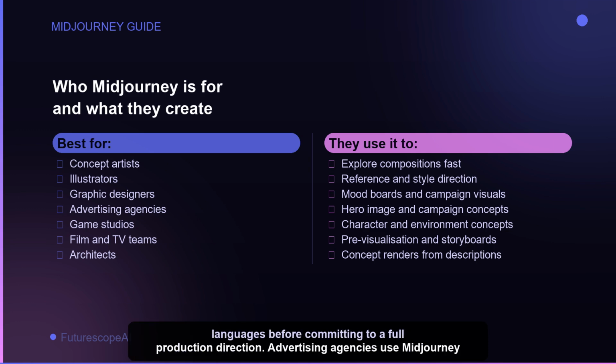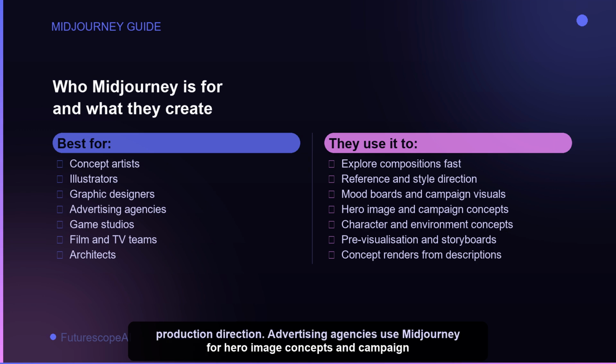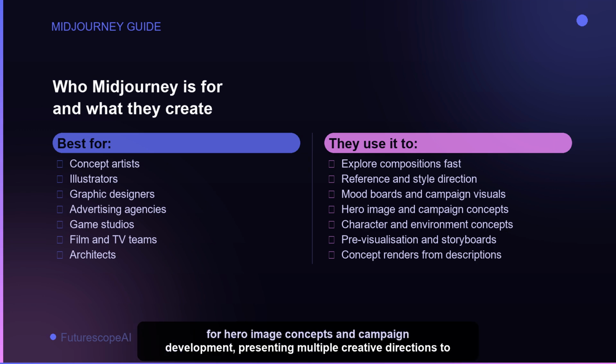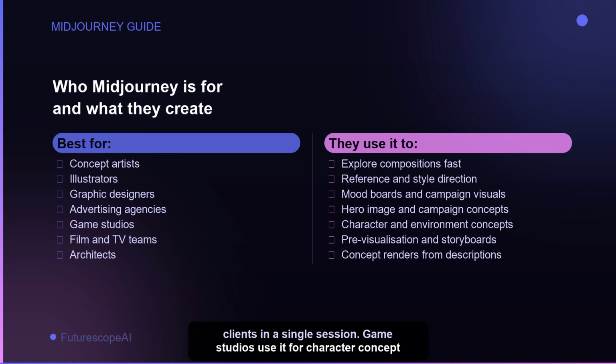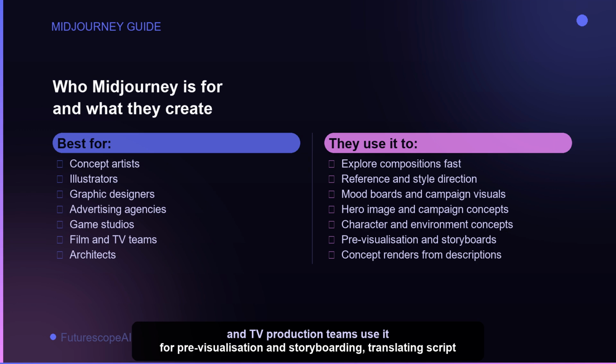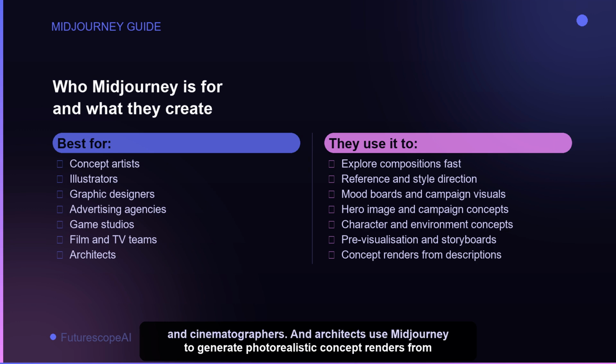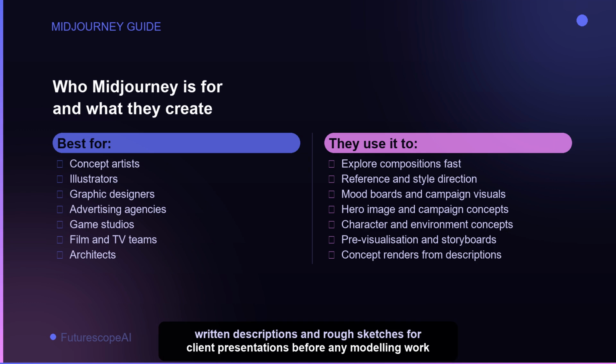Advertising agencies use Midjourney for hero image concepts and campaign development, presenting multiple creative directions to clients in a single session. Game studios use it for character concept art and environment exploration during the early stages of production when art direction is still being established. Film and TV production teams use it for pre-visualization and storyboarding, translating script descriptions into visual references for directors and cinematographers. And architects use Midjourney to generate photorealistic concept renders from written descriptions and rough sketches for client presentations before any modeling work begins.